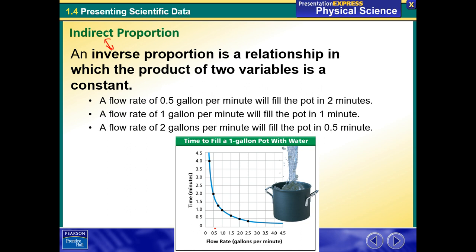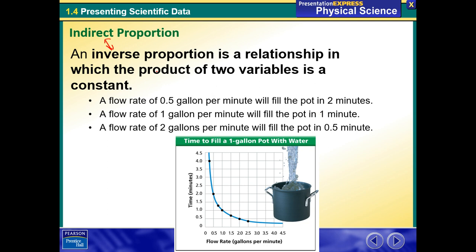So notice that as we increase the flow of water coming out of a faucet, it's coming out quicker and quicker. The time it takes to fill a pan decreases. So here, if water's coming out of a faucet at 0.5 gallons per minute, it's going to take 2 minutes to fill the pot. If I turn the water pressure up higher to about 1 gallon per minute, it takes less time to fill a pot, only about 1 minute. And if I turn that faucet on high, 2 gallons per minute, it takes even less time to fill that pot. Think about filling a bathtub. The faster you have the water coming out, the quicker the bathtub's going to fill.